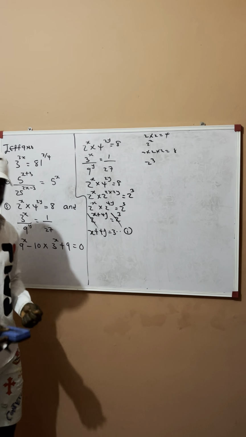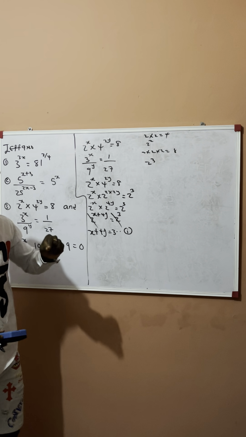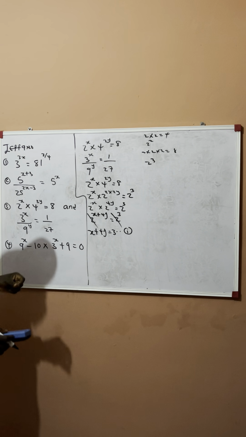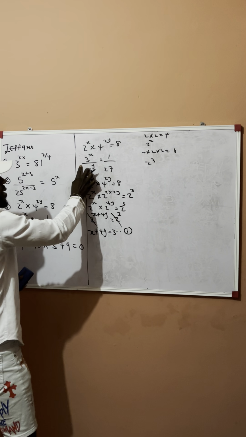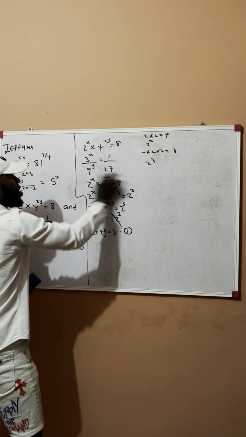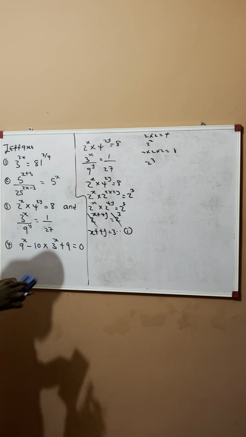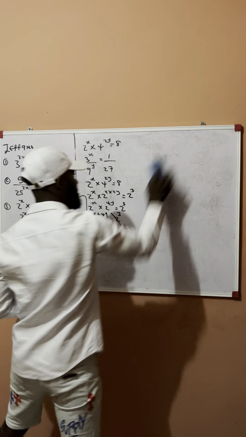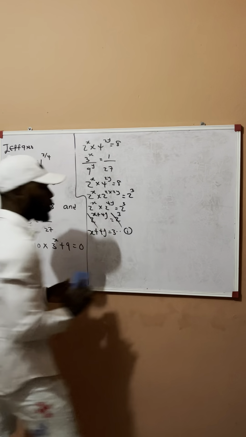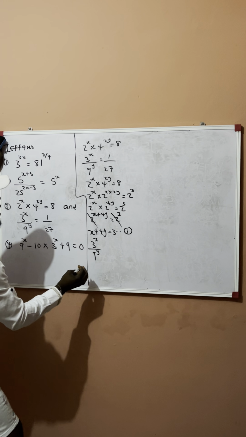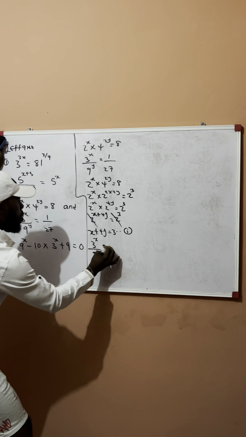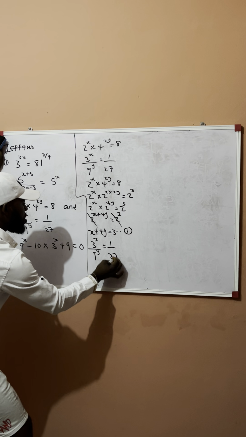Now we've gotten equation number 1. What are we looking for next? Equation number 2. Now, how can you get equation number 2? It's using the second part of the maths. This was the first part. Now this is the second part. How do we work with the second part? Let's bring it out, step by step. The second part says 3 raised to the power x over 9 raised to the power y is equal to 1 over 27.